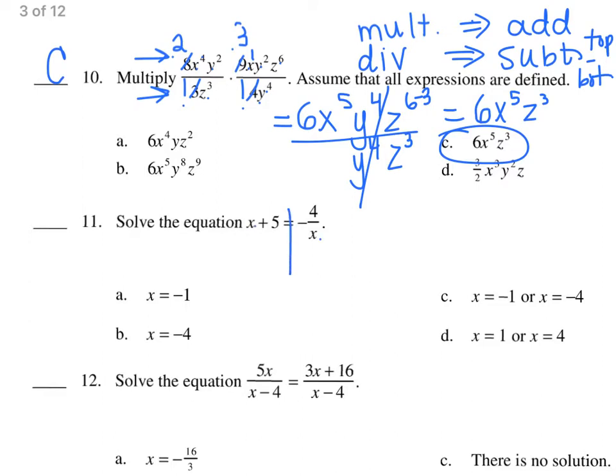For number 11, we want to solve for x. We have x's on both sides. This x is underneath the fraction bar, and that is probably the worst thing about this equation.